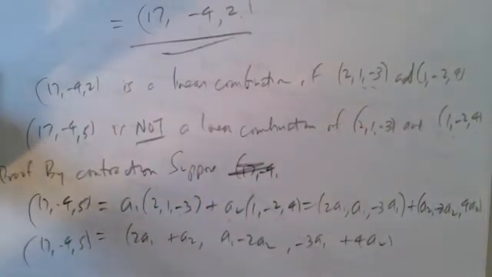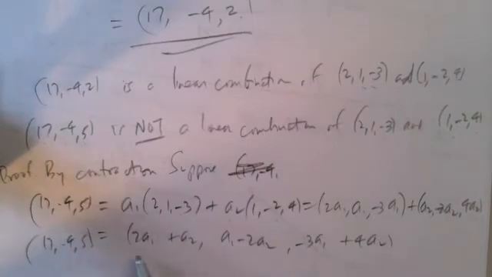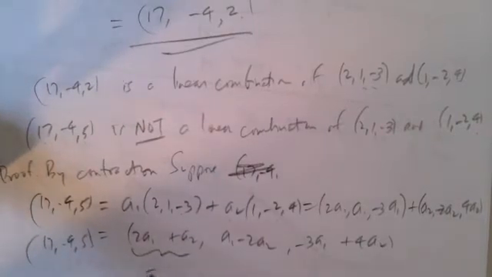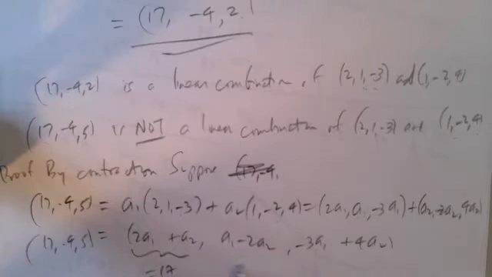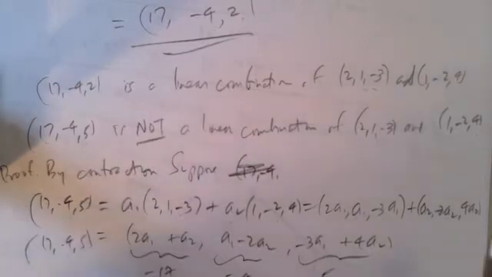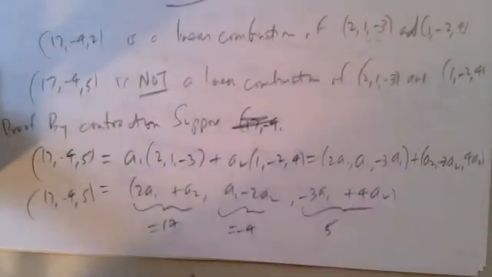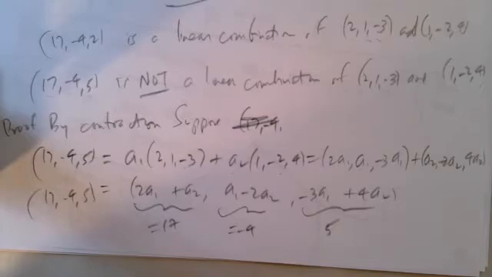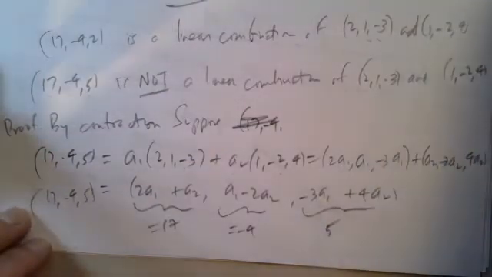Now, vectors are equal when they have the same coordinates. So this has to equal 17, this has to equal minus 4, and this has to equal 5, for these two vectors to be equal.